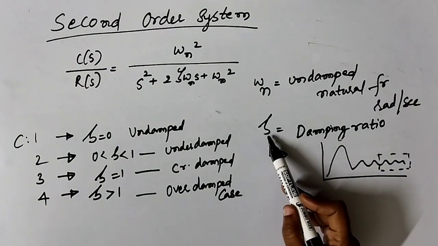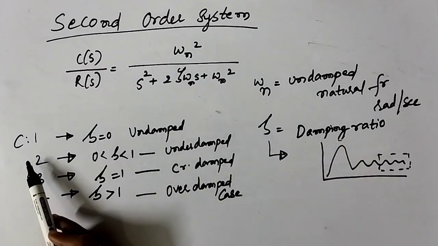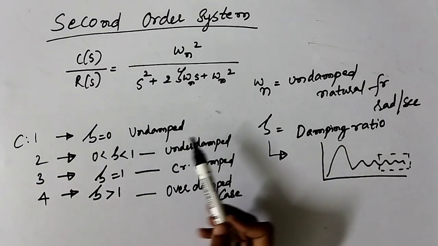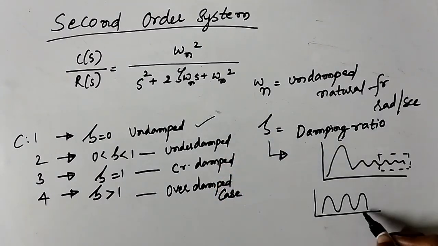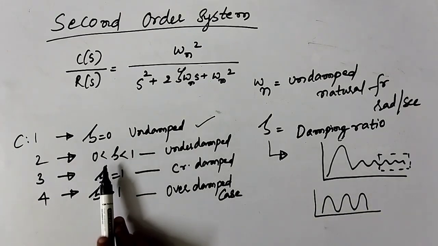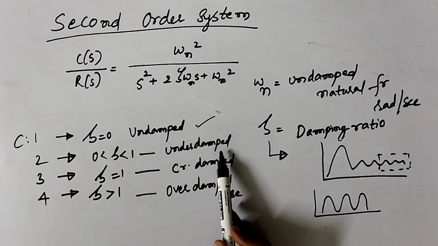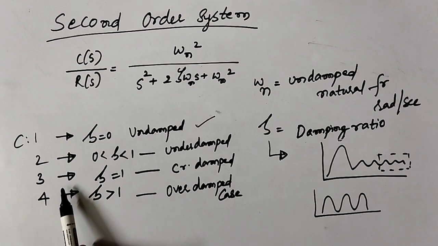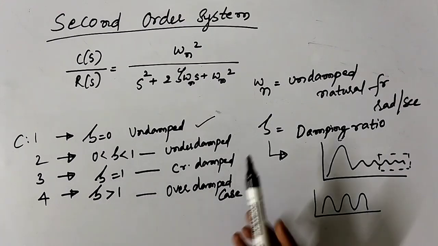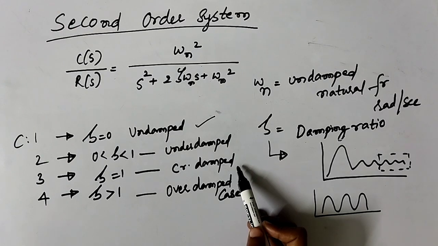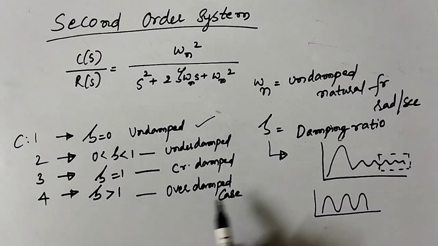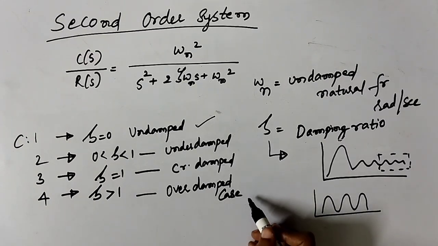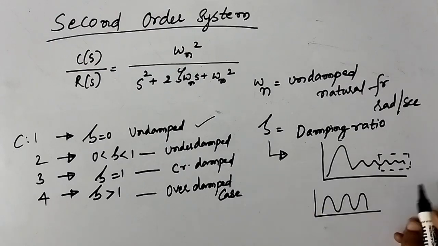Now, depending upon this damping ratio, we have four types of systems. Case 1, zeta equal to 0, that is the undamped case, where the oscillations will never die out and the system will be continuously oscillating. That makes the system unstable. The second case would be in between 0 and 1, that is the underdamped case. The next case would be zeta equal to 1, that is critically damped, where the oscillations will die out very quickly. And the last case would be zeta greater than 1, the overdamped case, where there will be very less oscillations at the output end.